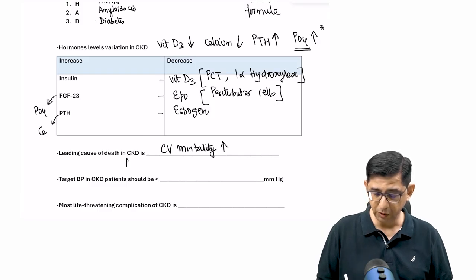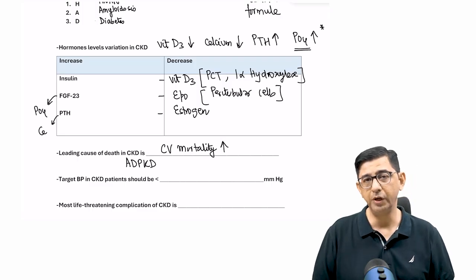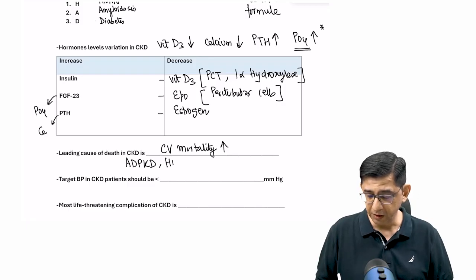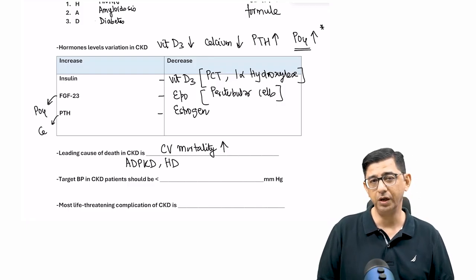Vedri writes in the MCQ on CKD. Vedri says, what is the leading cause of death due to autosomal dominant polycystic kidney disease? Vedri says, what is the leading cause of death with respect to hemodialysis?